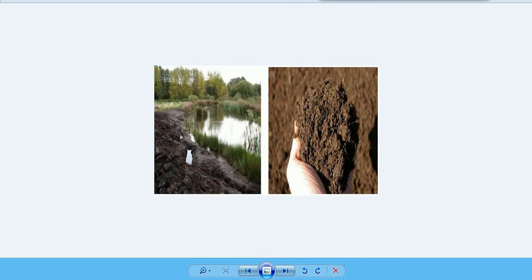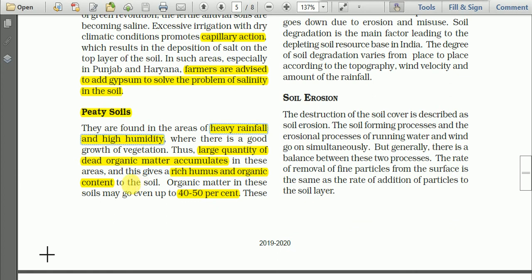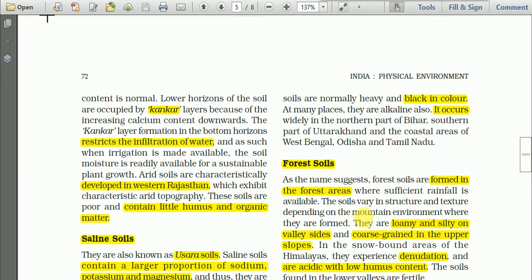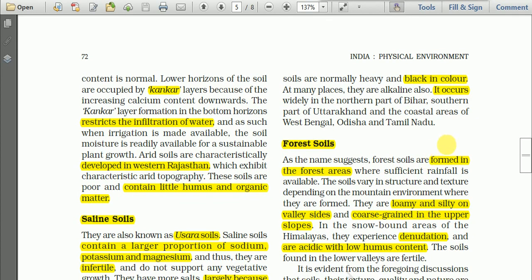It is mainly found in the wetlands and where there is thick vegetative growth, and thus a large quantity of dead organic matter accumulates in these areas, and this gives a rich humus and organic content. That means in the peat soils the organic content is very high. The organic content in these soils goes even up to 40 to 50% in case of peat soil. And these soils are normally heavy and black in color. At many places they are alkaline also, that the pH value is less than 6.5.